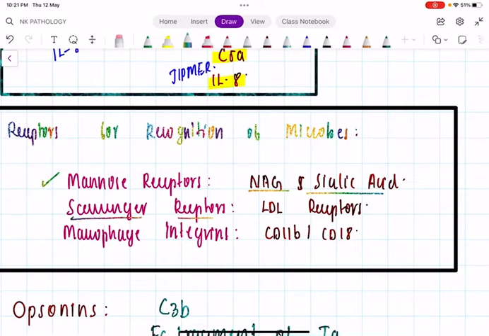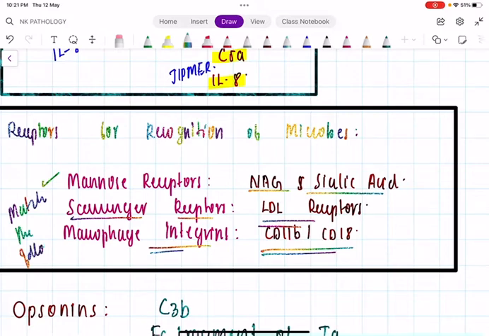Scavenger receptors, they are mainly for LDL receptors, and macrophage integrins. Integrins means remember two CD markers, CD11 and CD18. This can be a straight MCQ question, or they may give you, like in INICET, a match the following type of question.